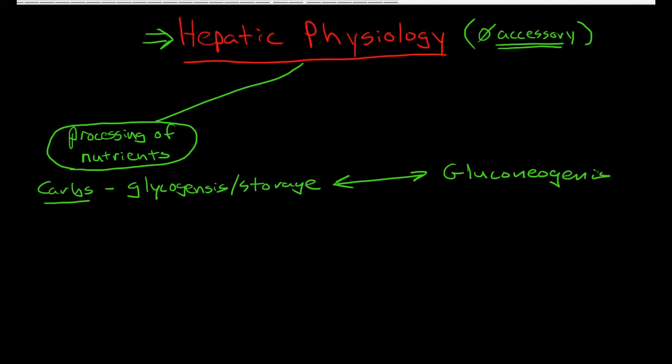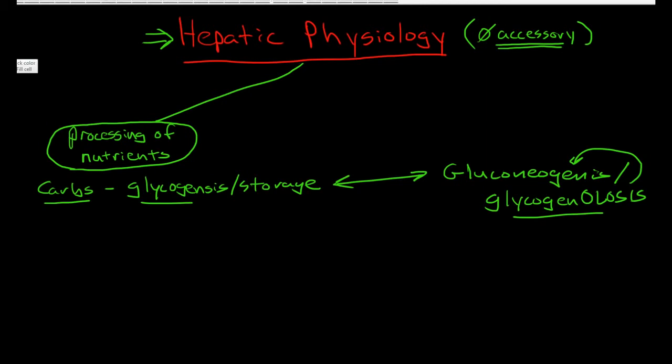Now, this is also connected with glycogenolysis, right? Glycogenesis is the creation of glycogen. Glycogenolysis is the breakdown of glycogen in order to make glucose. Now, this is all mediated by insulin and glucagon.